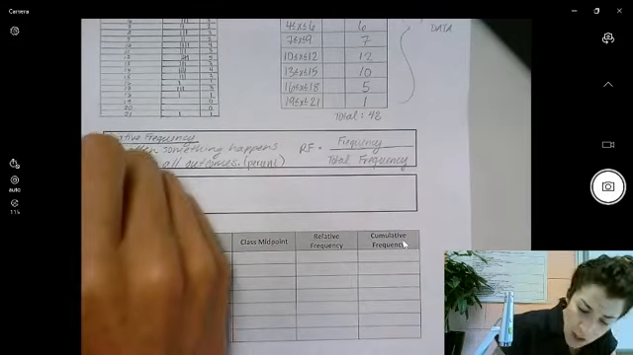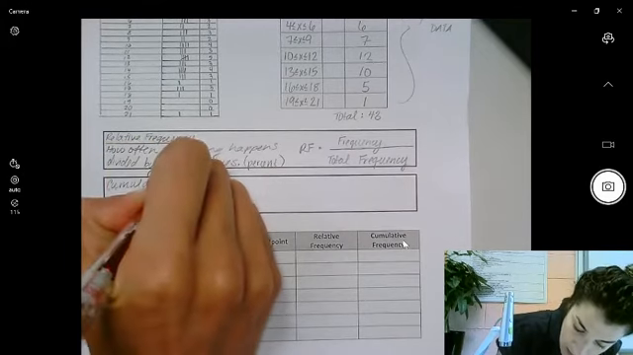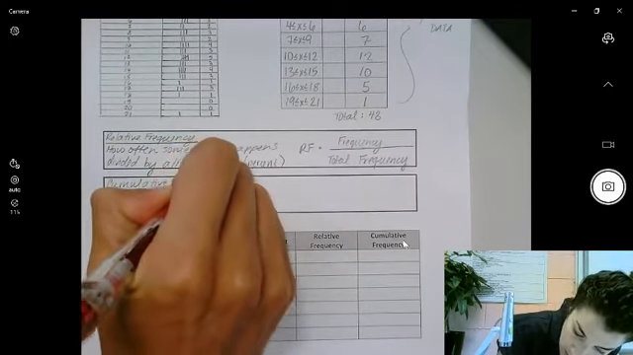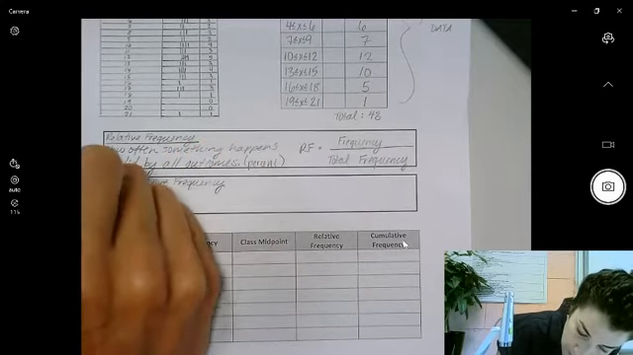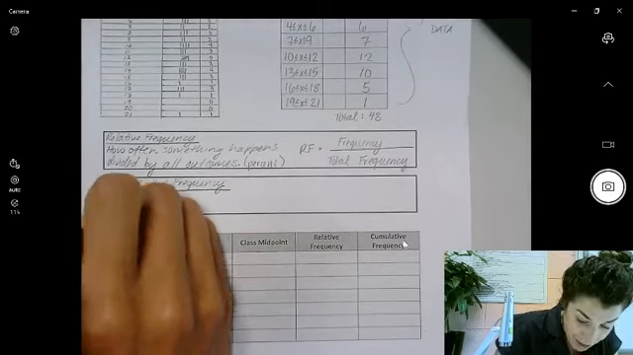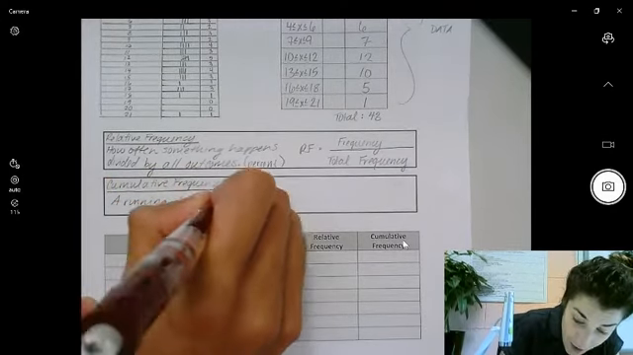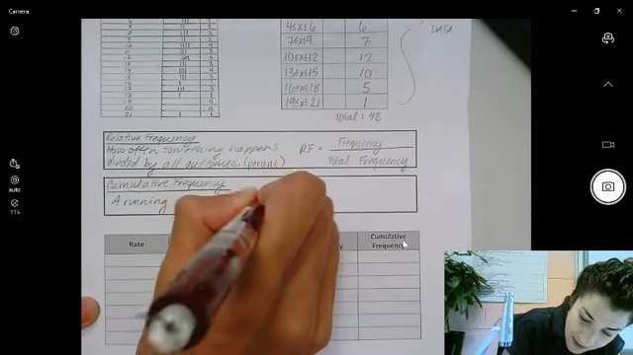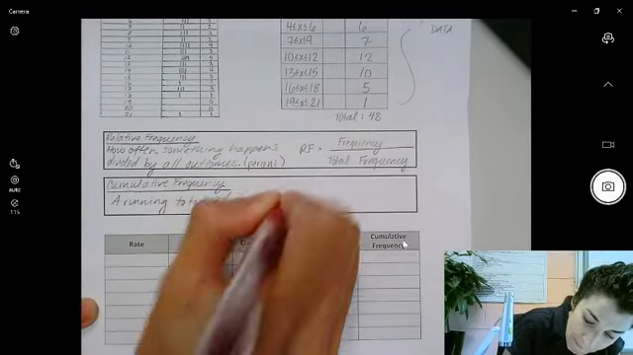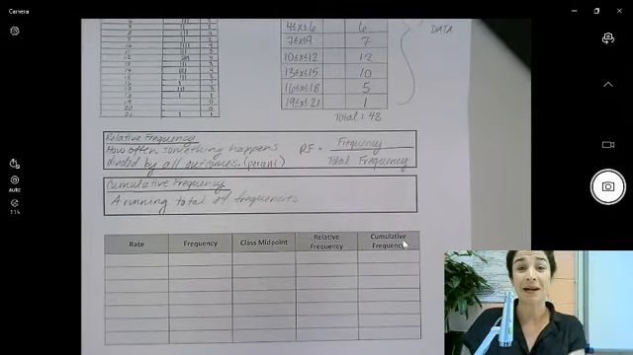All right. We also have cumulative frequency. Cumulative frequency is really just a running total of frequencies. So these are the definitions. If you don't understand what I'm talking about right now, that's totally fine. We're going to put it into practice.